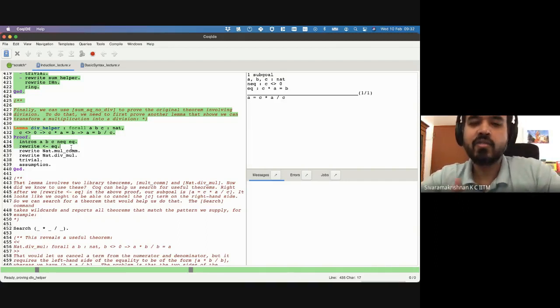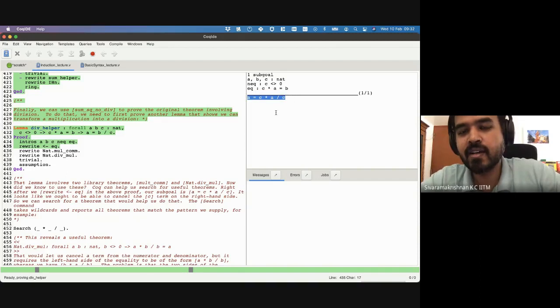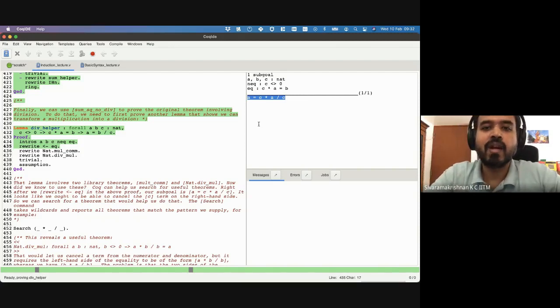Okay. So if you stare at this proof, I see something which is A. I want to show A equals C times A divided by C. On pen and paper, you just cancel the C, and you'll say, oh, A equals A, and hence proved. But in Coq, you have to go step by step.